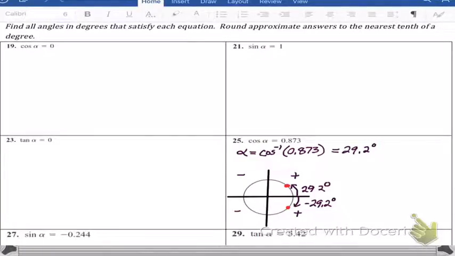But one of these is going to be x equals 29.2 degrees plus 360 degrees times k. I'm not sure what the book did. They probably added 360 to this. I'm just going to leave it as negative 29.2 plus 360.